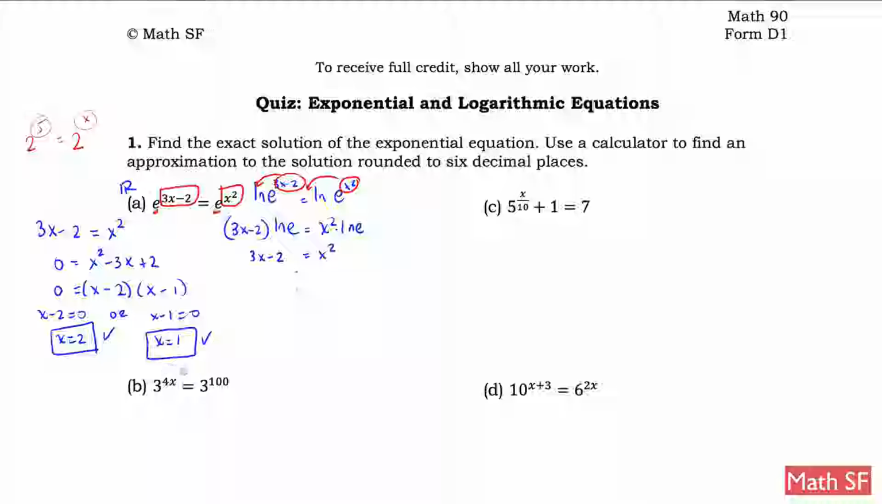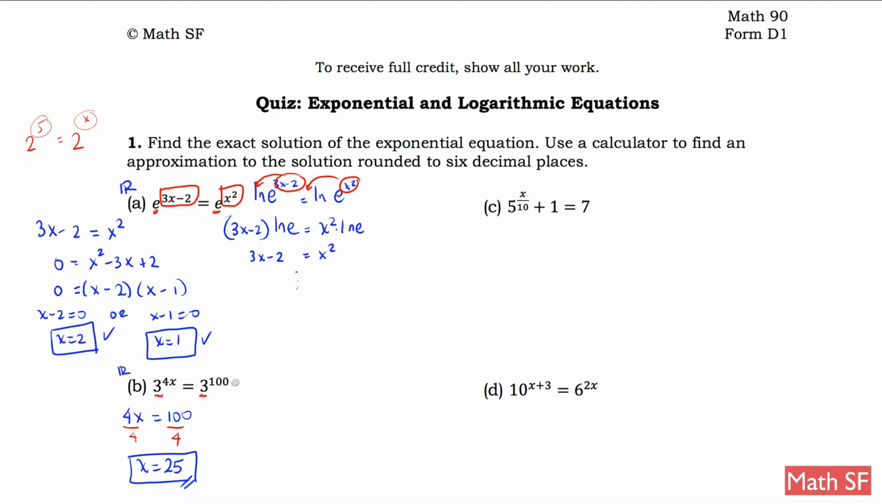Part B, also your domain here for x is all real numbers. So just put here R, everything is going to work. And actually this one here, we're following the same approach. They have the same base. They have 3 and 3. Therefore, you can just say, okay, 4x is equal to 100. And then we're going to have to divide by 4 each side, right? By 4 here, by 4. And x is equal to 25.